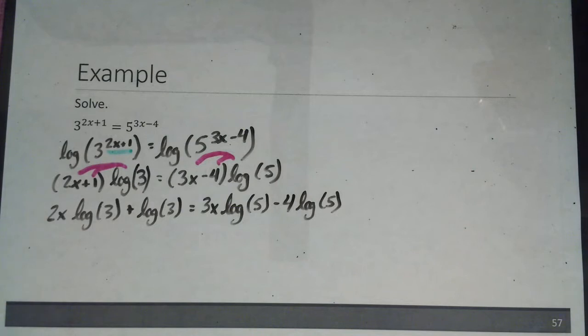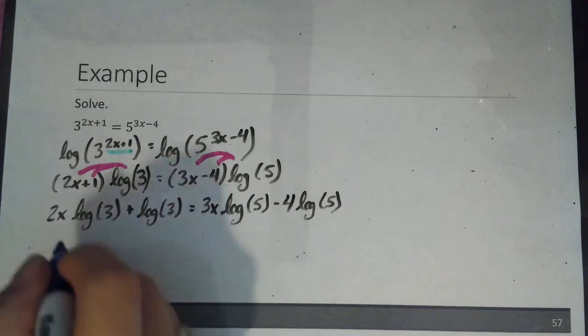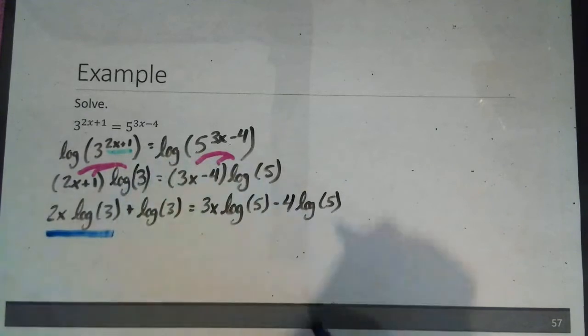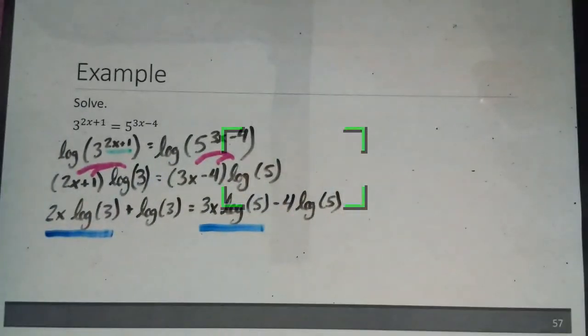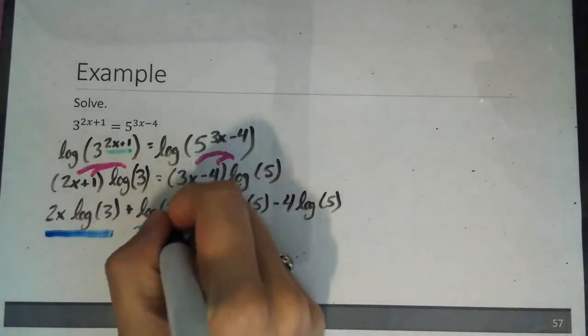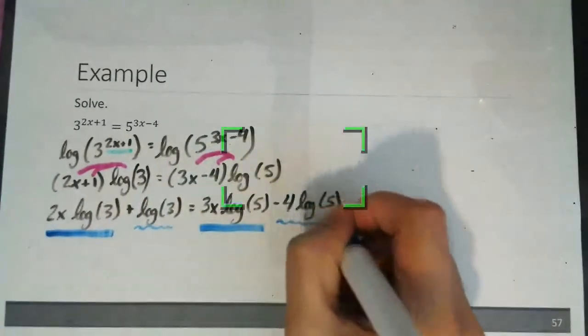Next up, I want to recognize what my goal is. I'm trying to solve for x. When I'm trying to solve for x, I need all of the x's on one side of the equation and everything without an x on the other. So my terms with an x are my 2x log 3 and my 3x log 5. Terms without an x are the log of 3 and the negative 4 log of 5.